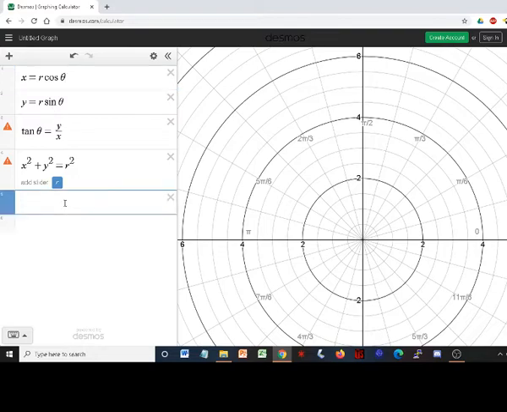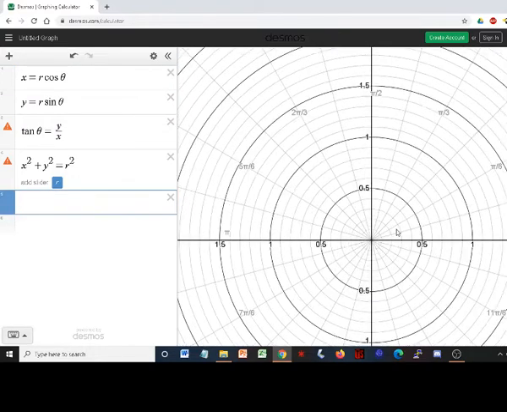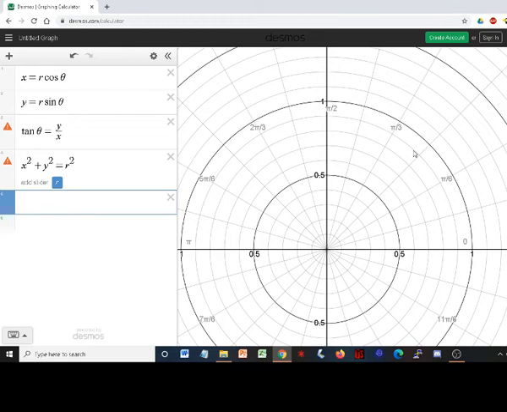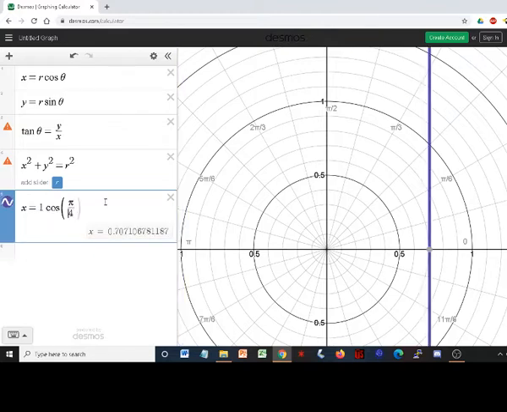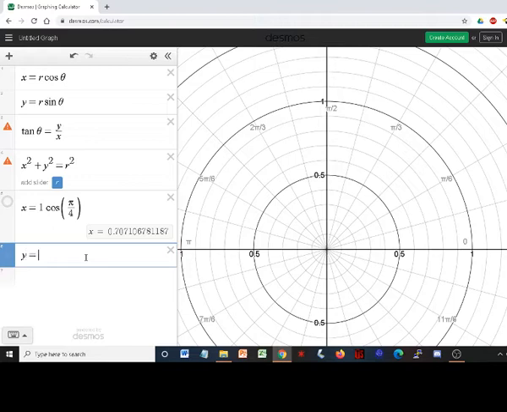So if we go back to that very first point, it was r equals 1, and theta was pi over 4, so it was right here. Well, then that would say that x is 1 cosine pi over 4, which is that value. Don't ignore the graph there. And then y was 1 sine pi over 4.